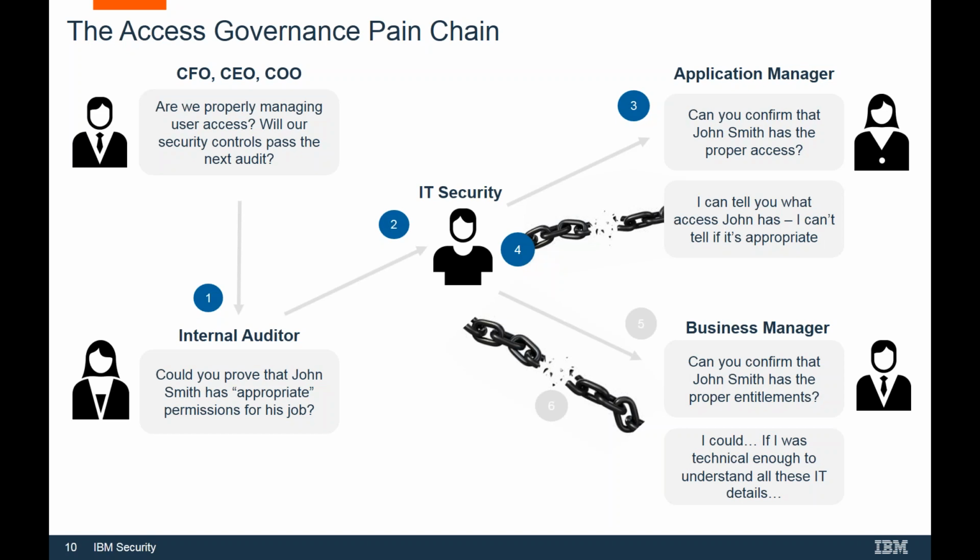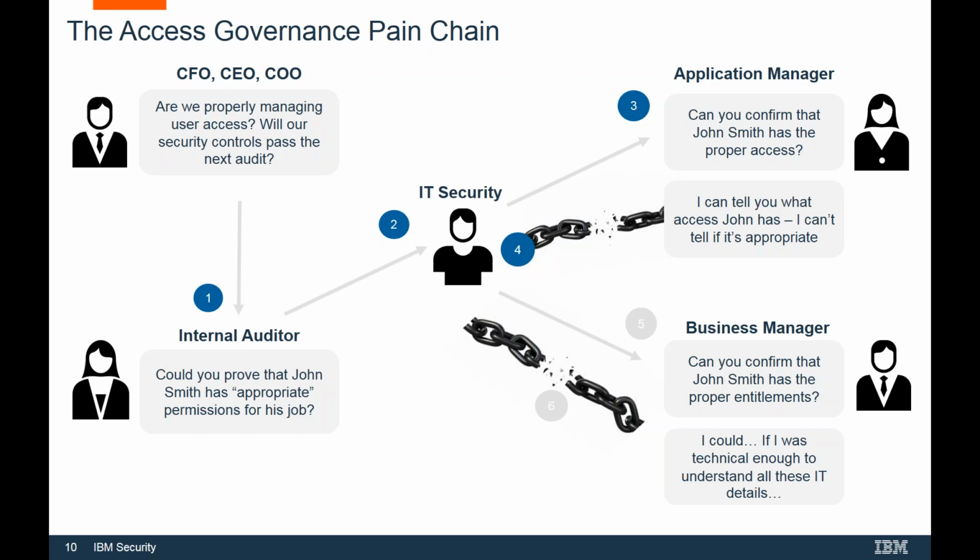Can you say that we're going to actually pass our audits? And that may then be voiced to the internal audit team. The internal audit team says, well, I've got to look into this. And so the internal auditor has to go do a series of checks to routinely validate that we're meeting compliance controls. So they're talking to our IT security team. Can you prove, for instance, in this particular example, that John Smith has the appropriate permissions for his job, and is this going to meet our mandate requirements?